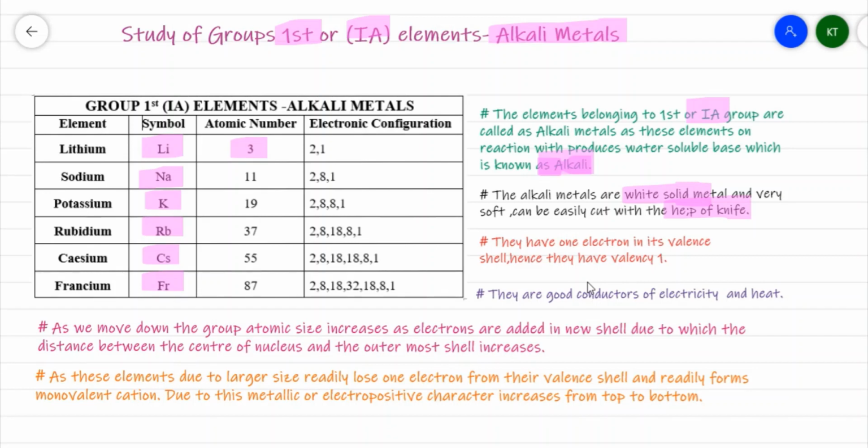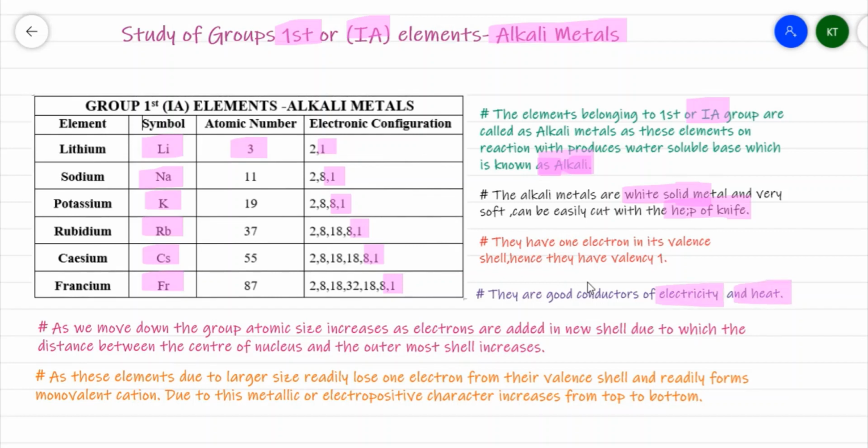Now, as you observe, all these elements are placed in the first group because they have one electron in their outermost shell. So if you look at the electronic configuration, all the elements have one electron in their valence shell. Now as they have a free electron, they are generally good conductors of electricity and heat.